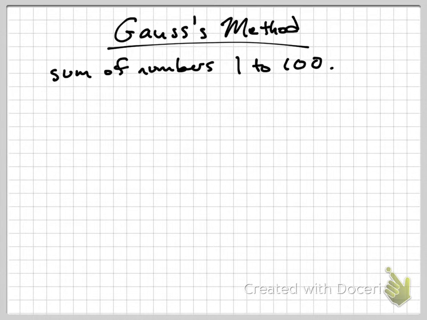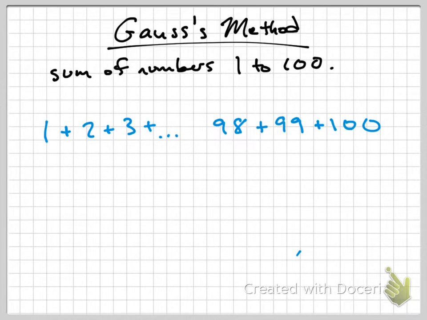So we're going to call it Gauss's method. What I'd like to do is break it down, because it's actually a method that works for adding up any number of positive integers. The legend is that Gauss started to think about it like this. I'm going to add up all the numbers from 1 to 100, so 98, with all this stuff in between.